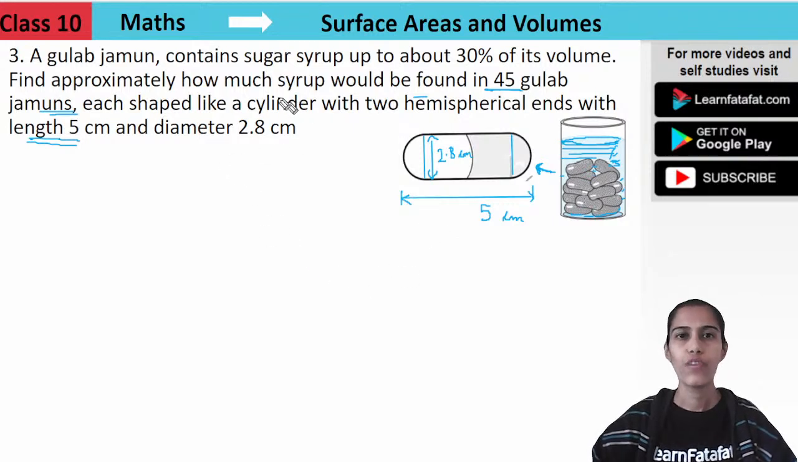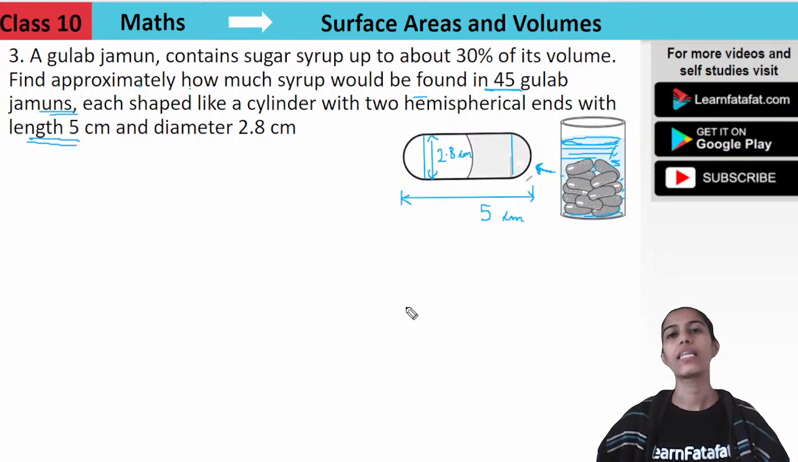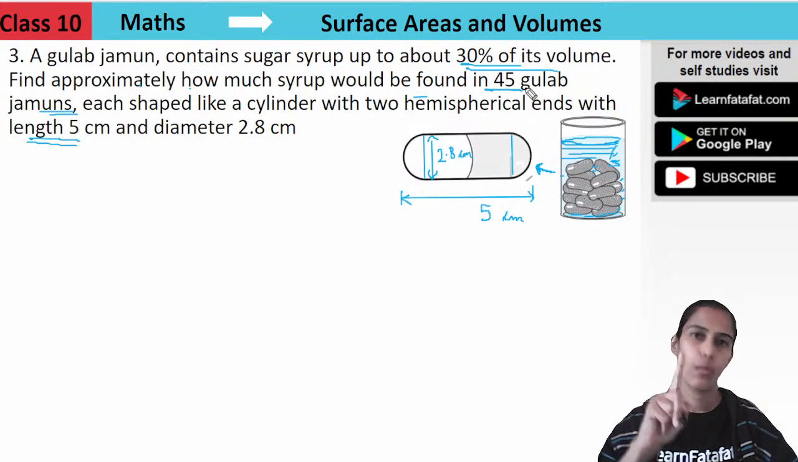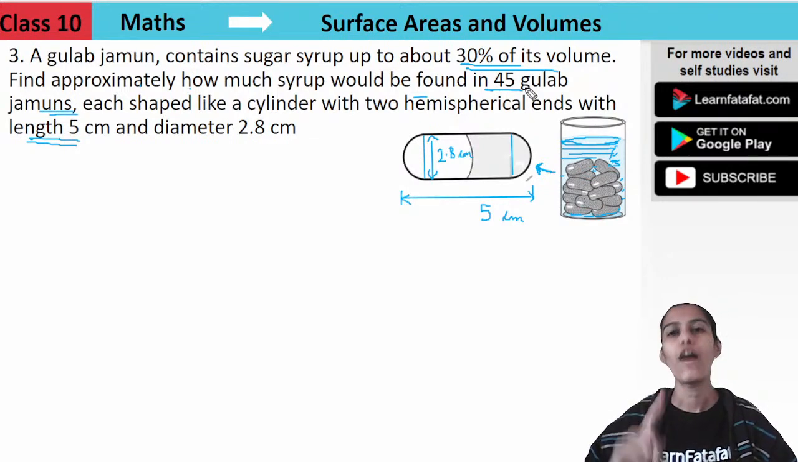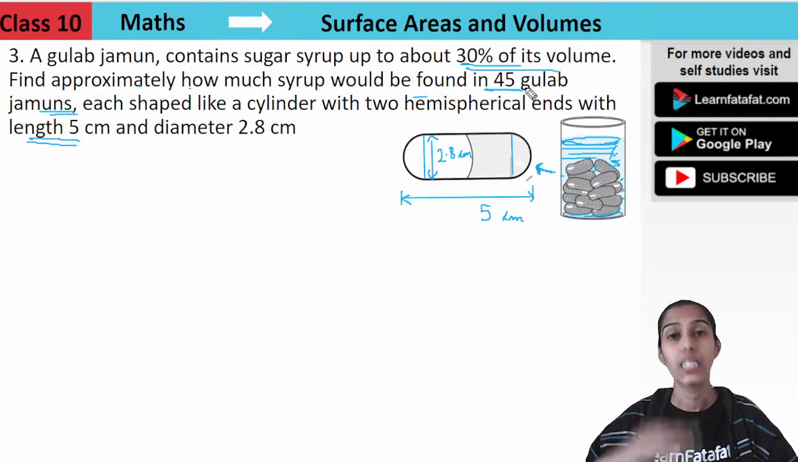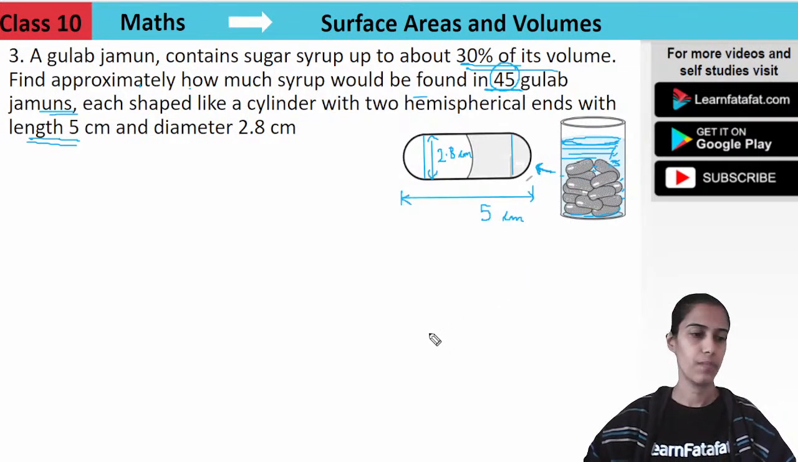ठीक है. So we have to find approximately how much syrup would be found here. That is the question. तो पहले तो we know कि सिरप कितना है. It is 30% of the volume of one gulab jamun. तो पहले we will find the volume of one gulab jamun. After that we will find 30% उसका, and third step में हमको multiply करना होगा उसको with 45, क्योंकि 45 गुलाब जामुन है total. ठीक है.